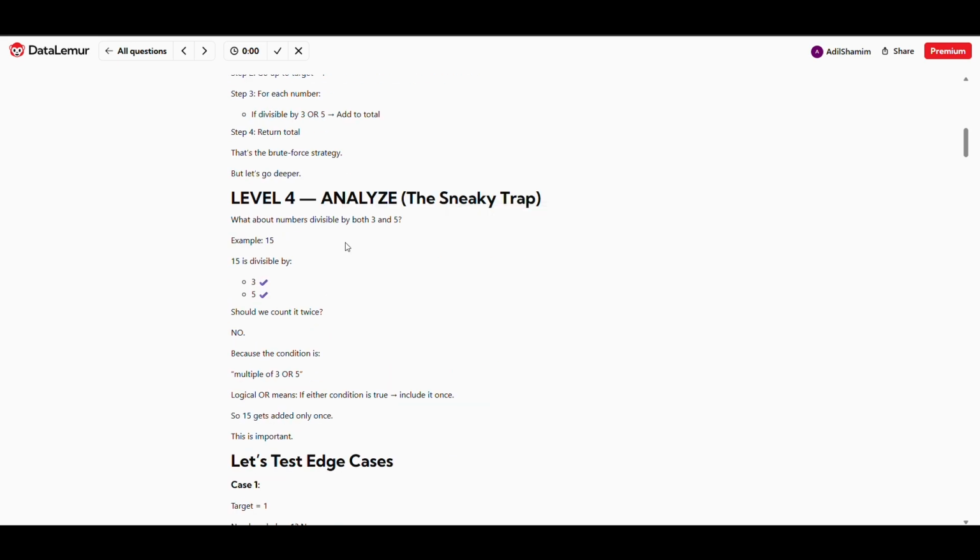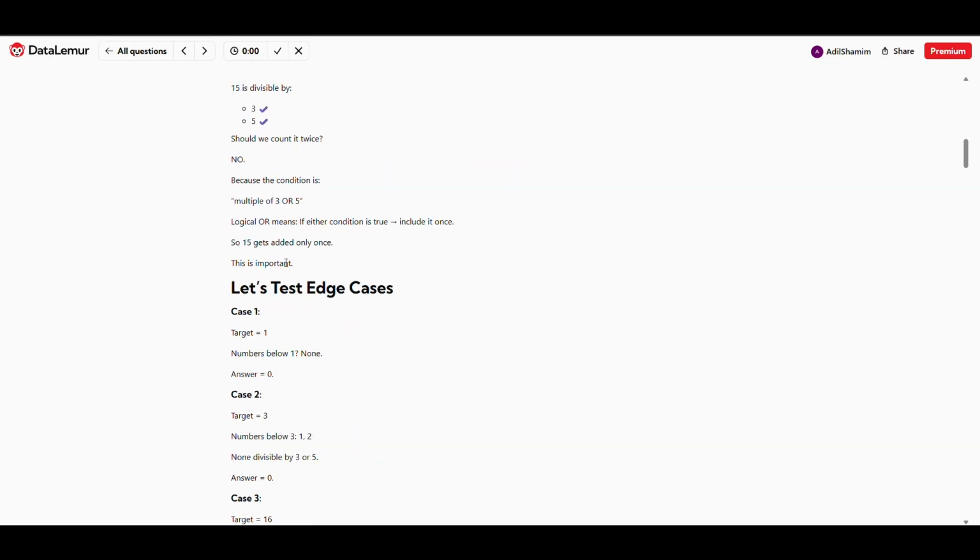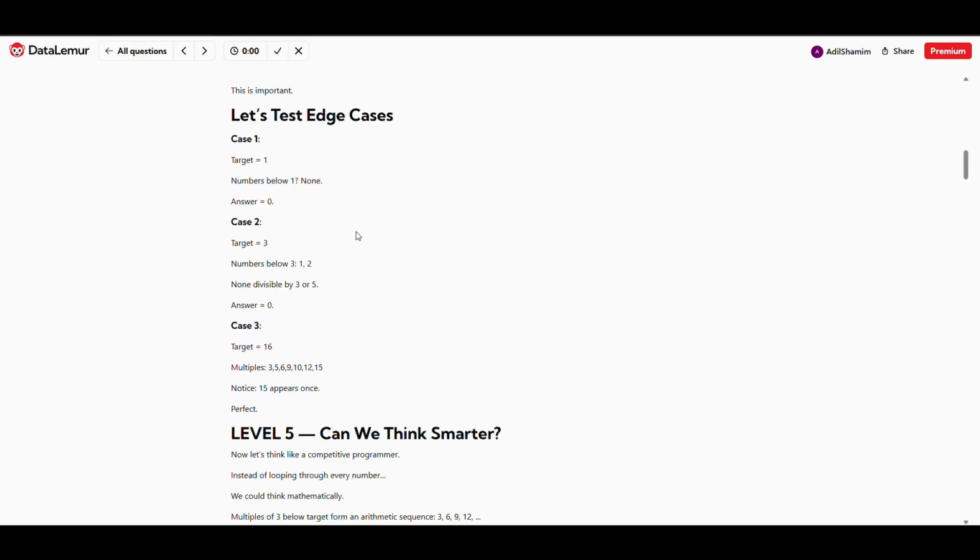Okay. What if the number is divisible by 2 and 3? This is our target. So for example, 15 is divisible by 3 and 5. Should we count both? No, because the condition is a multiple of 2 or 3. Logically, our main condition is 2, equality is 1. So we need to count just 1. This is important. You need to understand it in depth. That is the problem. Target is 1, no siblings, so return 0.